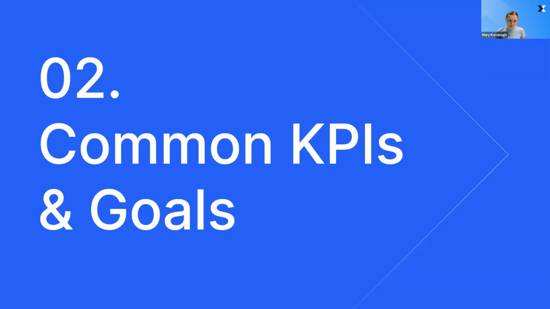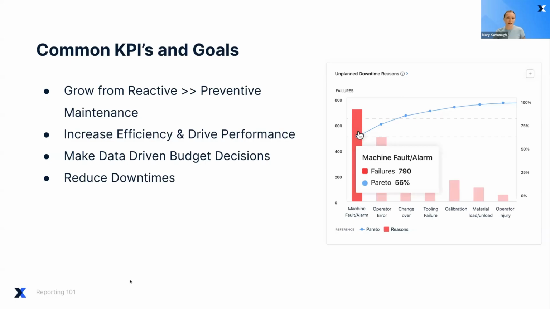So we want to go through some common key performance indicators and goals. And I broke this down into 4 main areas. These are the 4 things I see and my team sees, I did a little poll, most commonly from our customers. First goal, we want to grow from reactive to preventive maintenance. Second goal, we want to increase efficiency and drive performance. Third goal, make data-driven budget decisions. And fourth goal, of course, always, we want to reduce our downtimes.